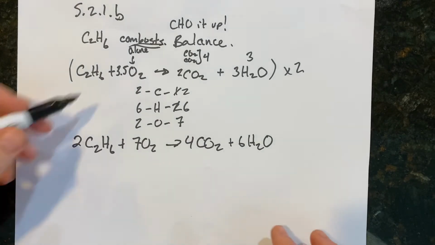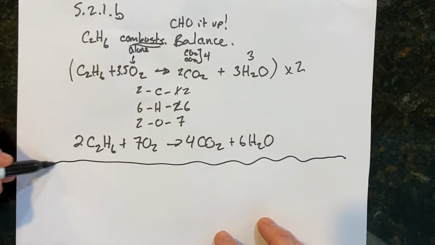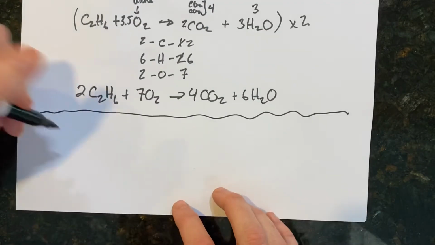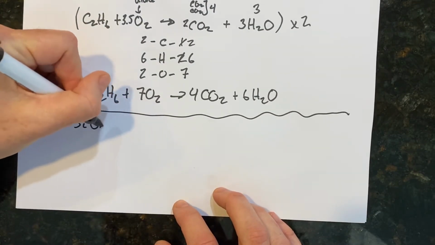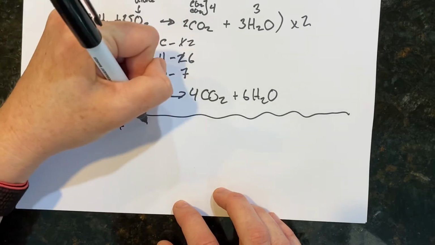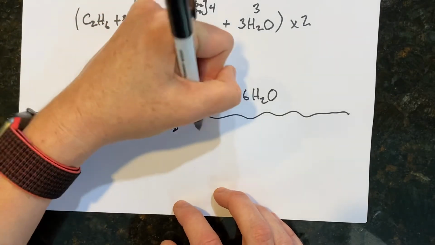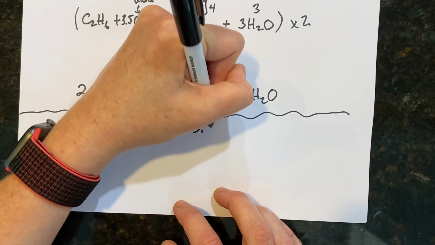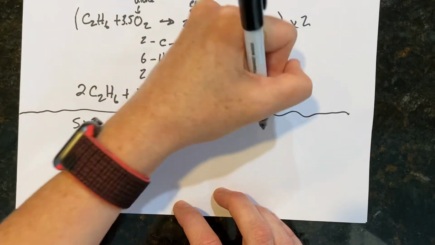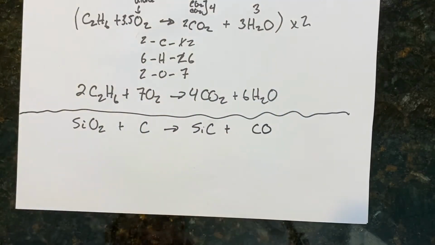Now the next question, part B of this, is SiO2 plus carbon, yielding silicon carbide and carbon monoxide.